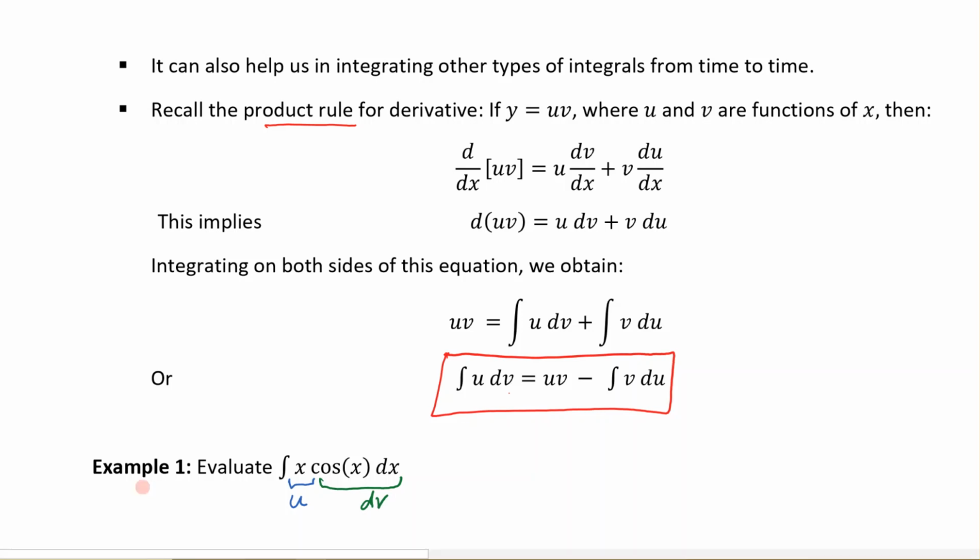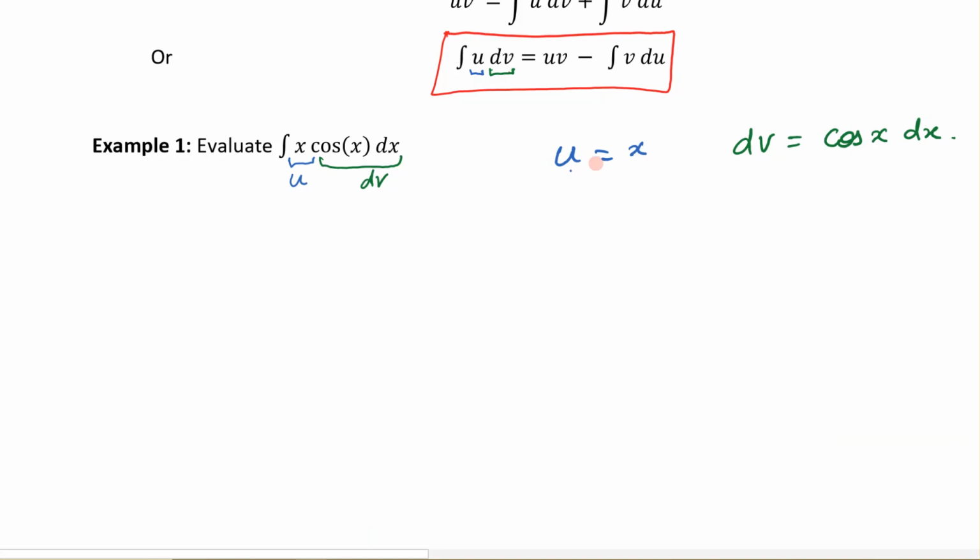So let's take a look at this example 1. Here we have the integral of x cosine x dx. We know that the derivative of x is just 1, so the degree becomes less and less when we do the differentiation. So we're going to choose x as u and cosine x dx as dv. So choose u as x and dv as cos x dx.